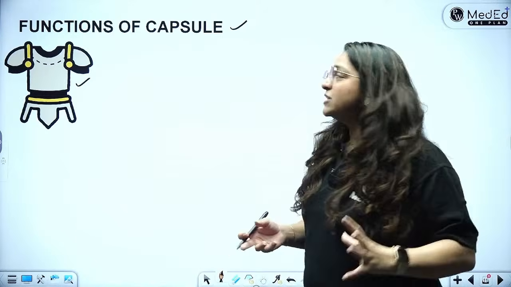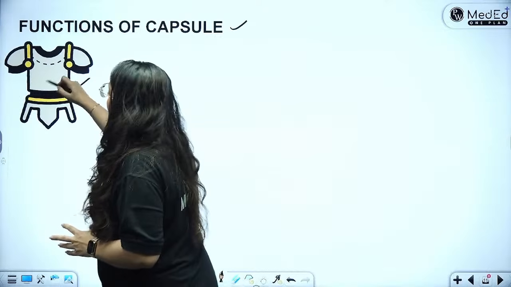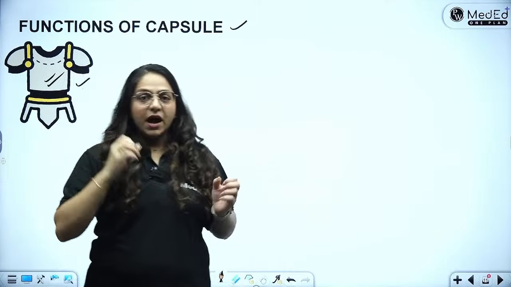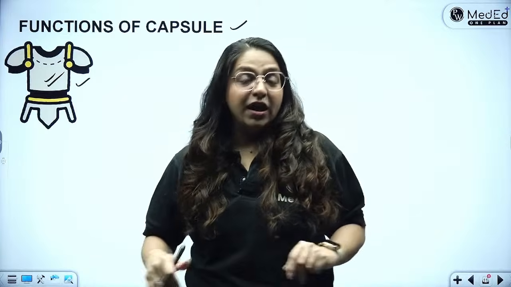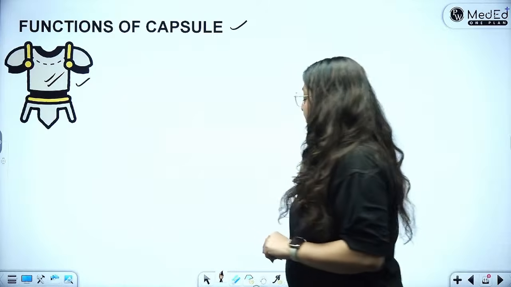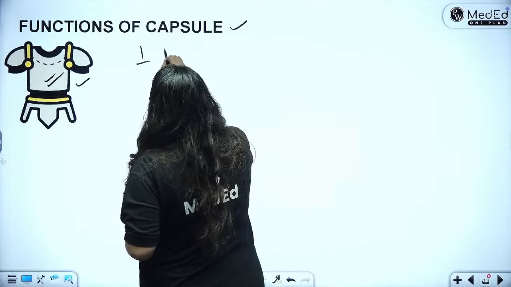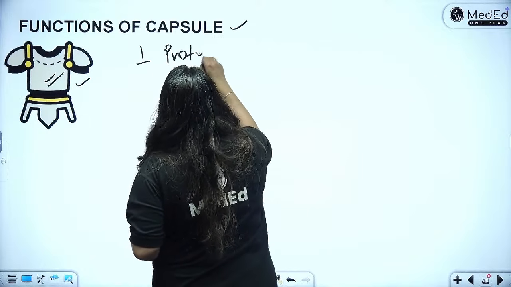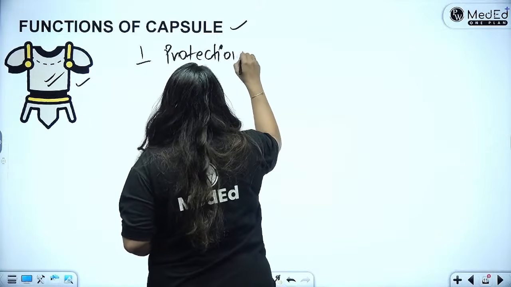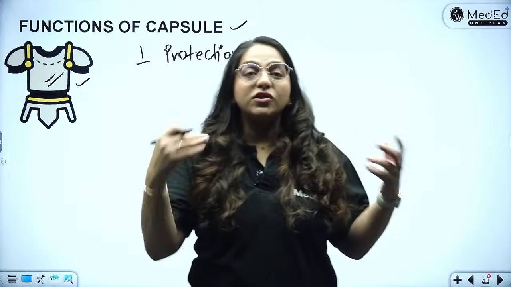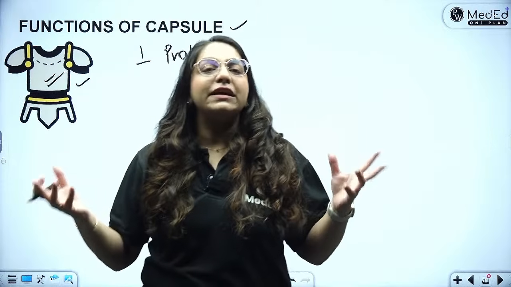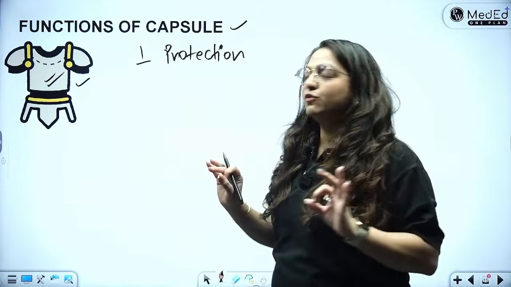The easiest way to remember it is the armor of knights. What is this armor? It is well fitted, tailored, custom made for every warrior. What was the most important function of this armor? It was to provide protection to the person. Similarly, the capsule provides protection to the bacteria against antibiotics, toxins, and chemicals and metabolites in the environment. So, first is of course protection.